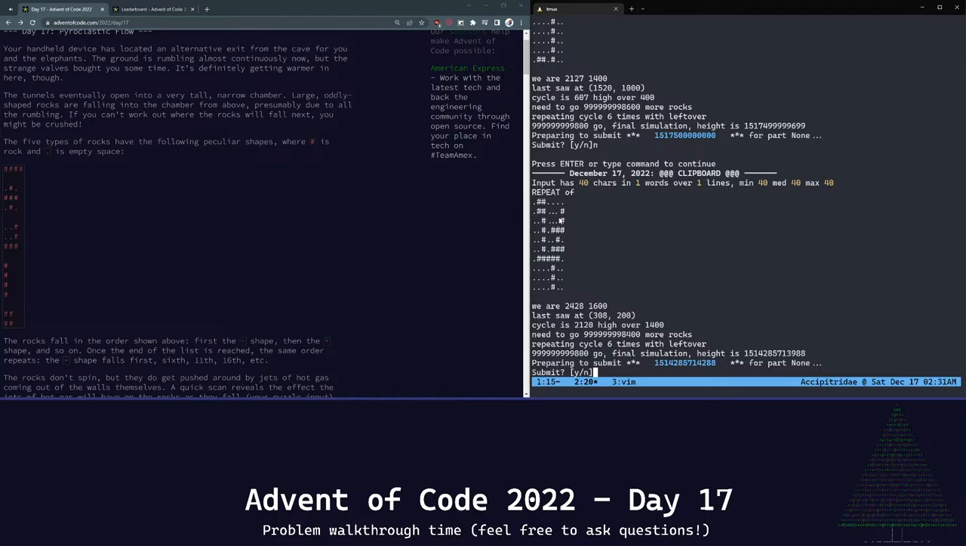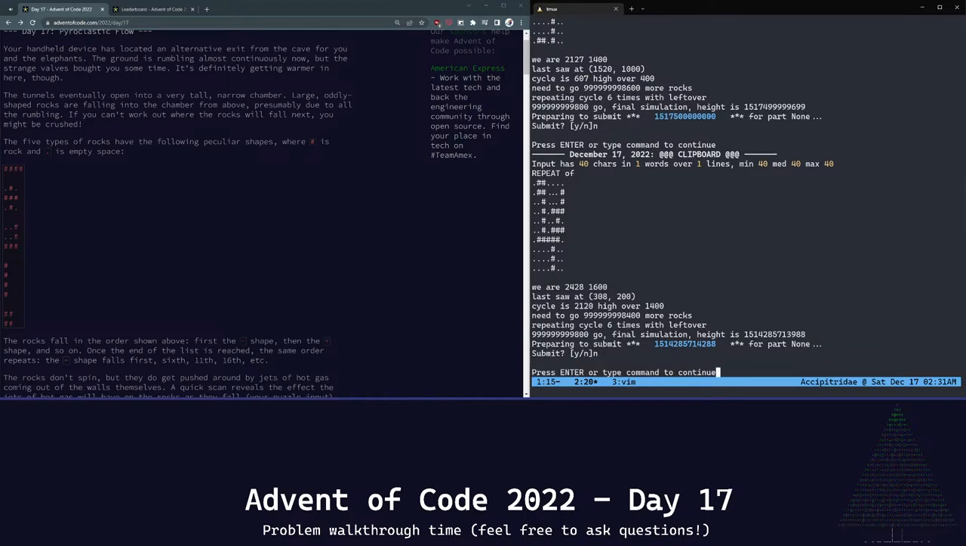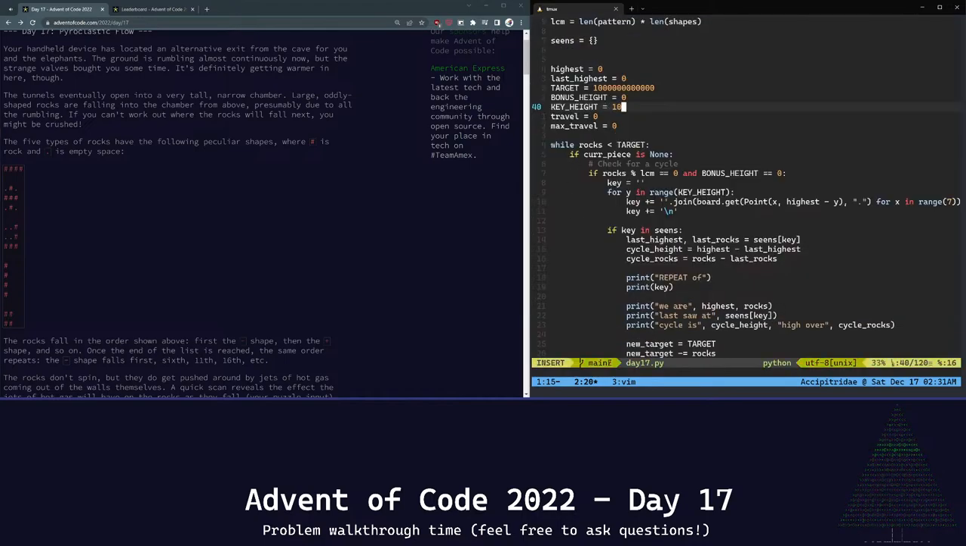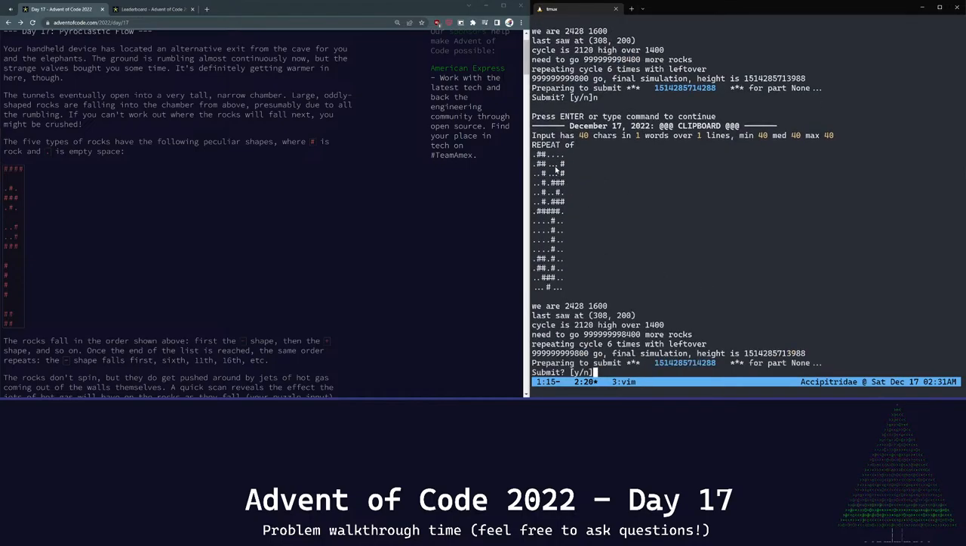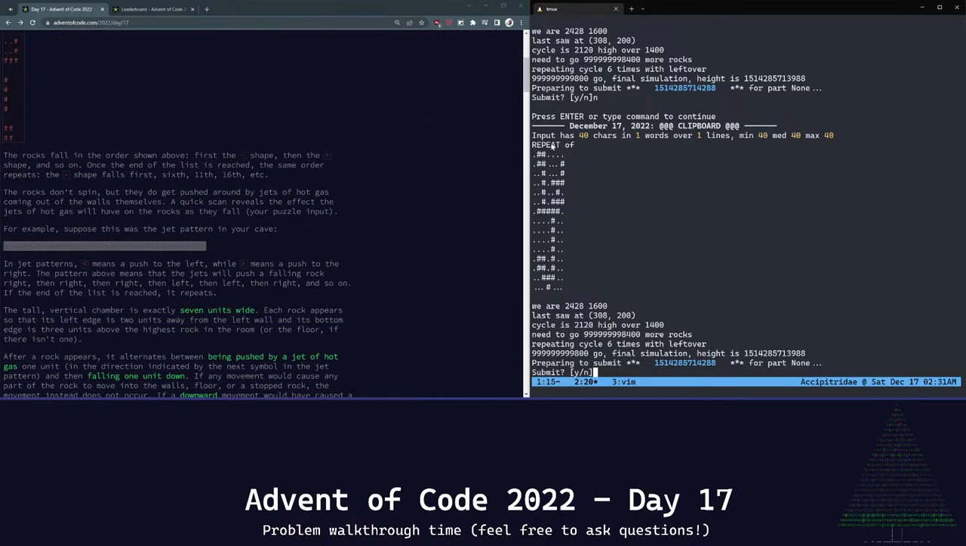The trade-off that you make for making this key bigger to make it consider a taller slice of the tower is that it's obviously harder to find an exact repetition of it, right? And the interesting thing is we don't need an exact cycle actually. We just need something stable enough that as we repeat the input pattern with the same number of rocks, one isn't going to fall down unexpectedly compared to the other.